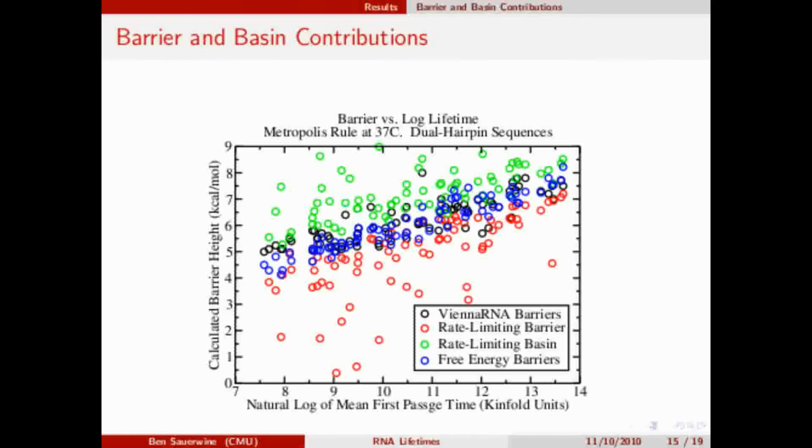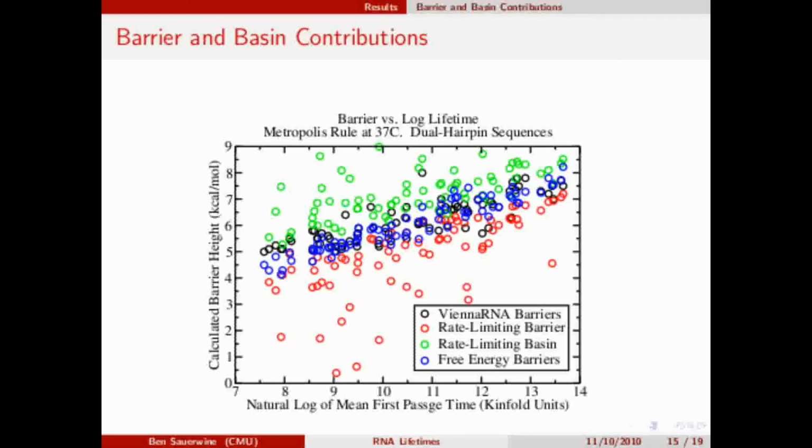You may be wondering, was it actually necessary to consider the entropy of both the barrier and the basin? Maybe I could have just taken the local minimum in the basin and considered the entropy of the barrier. Or maybe I could have taken the entropy of the basin and considered only the saddle point along the barrier and gotten just as good an estimate. Well, Vienna RNA uses the local minimum and the saddle point, and you see those points in black.